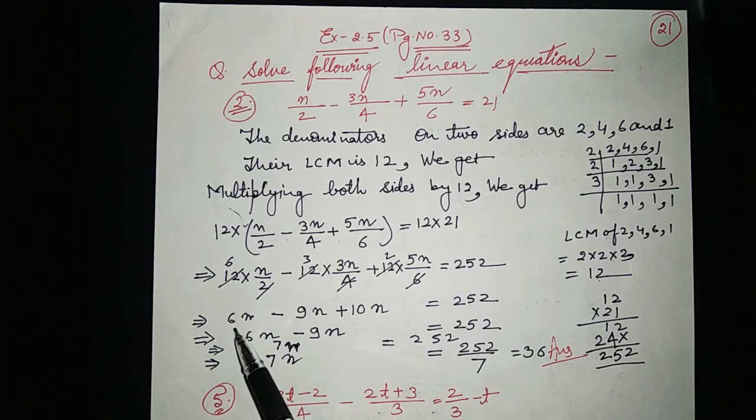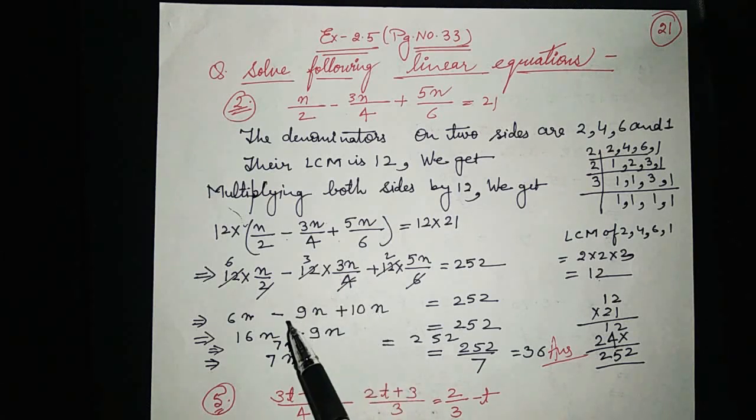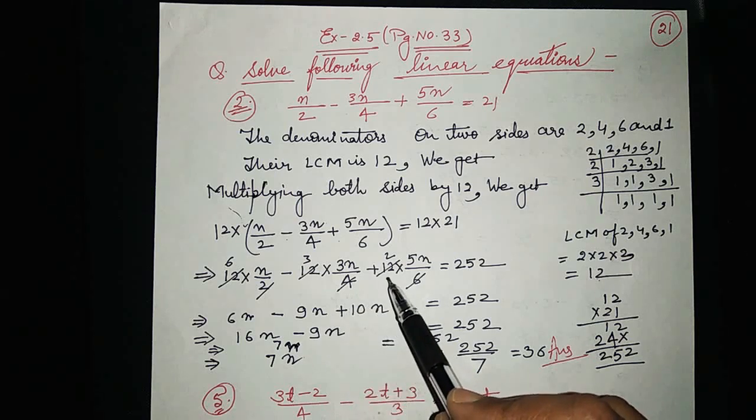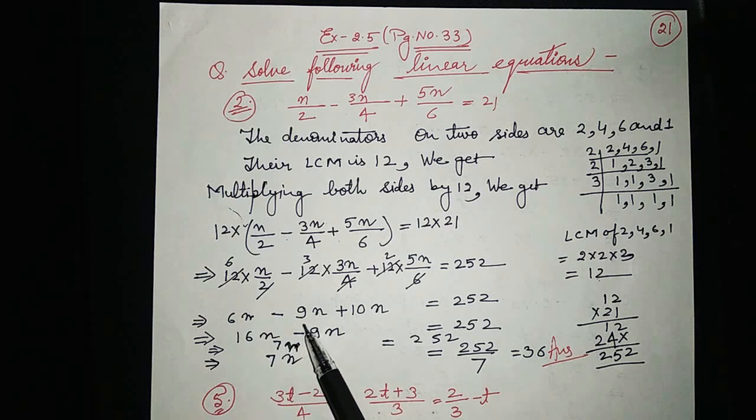Now in the next step we will write 6 into n. 6n we will write. For minus 3 into 3n we will write minus 9n. And for 2 into 5n we will write here 10n plus 10n. Now our equation is 6n minus 9n plus 10n is equals to 252.